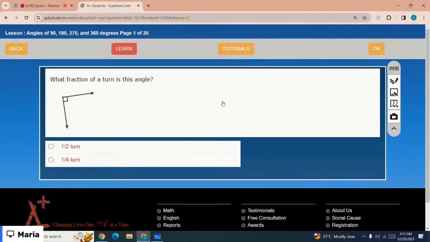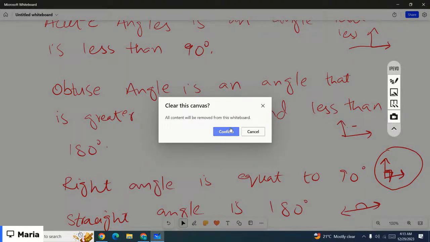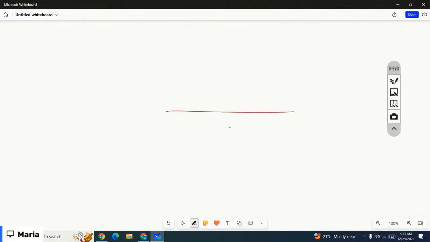Okay, what fraction of a turn is the angle? Half turn or 1/4 turn? Basically, you have to understand the turns first, right? Let me just explain. Okay, basically, they are like this. Start from here to here, right? 0 to 90 degrees. That is 1/4 turn, right?